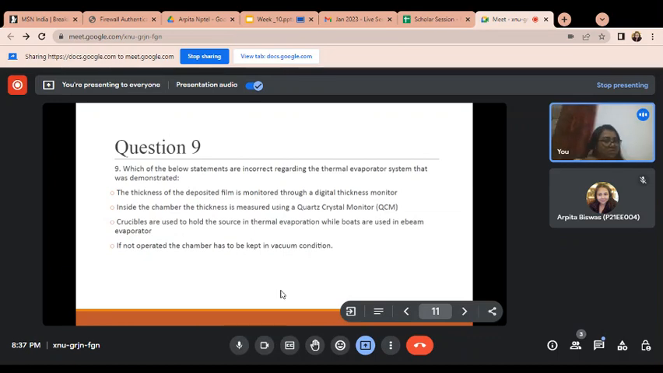So here in this question, what is discussed? This question I am going to discuss for those students who are not joining this lecture, but who can get the idea or discussion about this type of question, how to solve. The below statements are incorrect regarding the thermal evaporator system that was demonstrated.